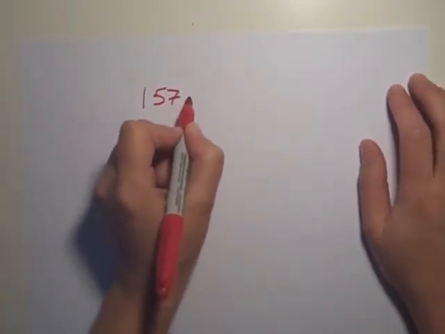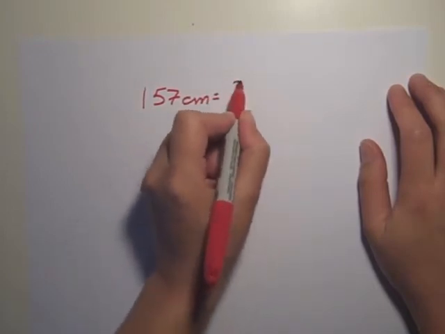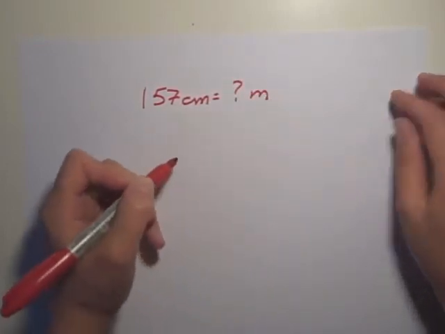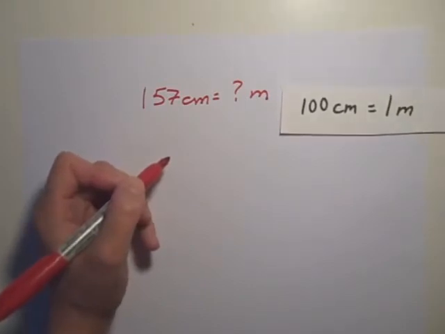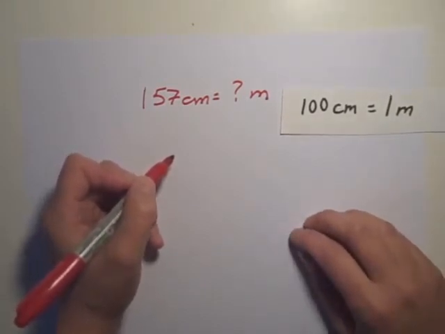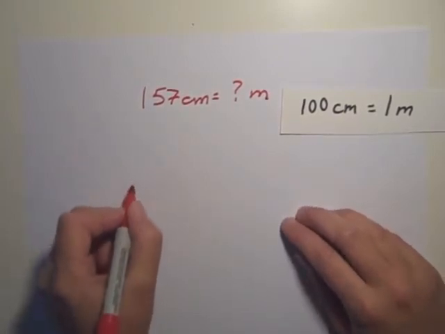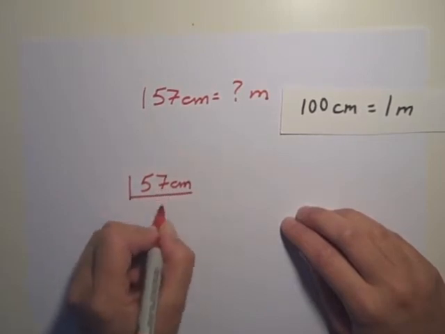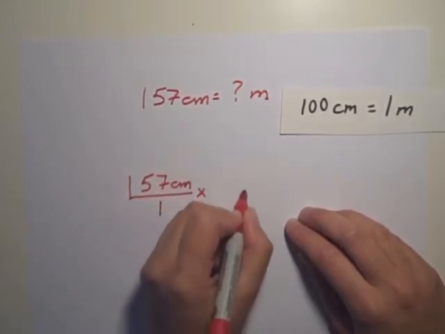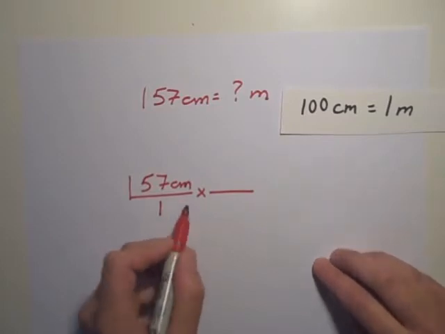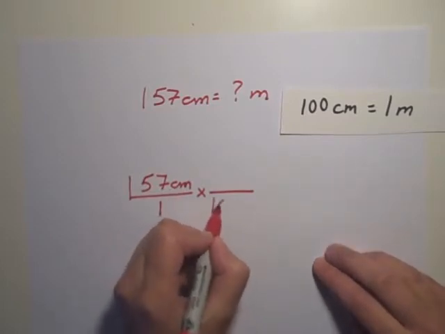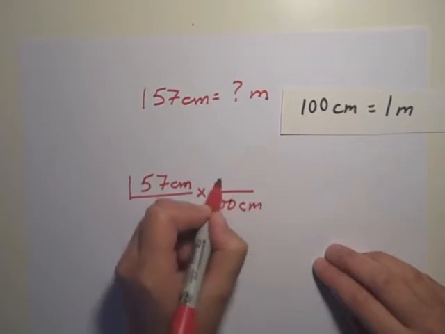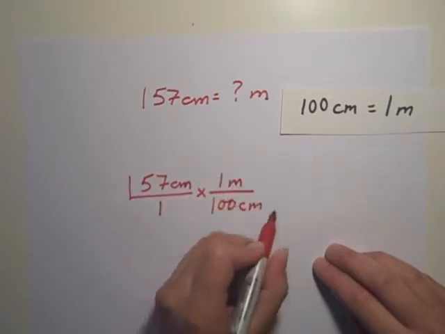Dimensional analysis also works with the metric system. Let's say you have a piece of wood that's 157 centimeters long, and you want to know how many meters that is. First step is to look up the conversion factor. When you do that, you find that 100 centimeters is equal to 1 meter. So we set up our fraction. 157 centimeters is a whole number, so it's over 1. We multiply that by a fraction, where centimeters will cancel. So 100 centimeters goes in the denominator, and 1 meter goes in the numerator.